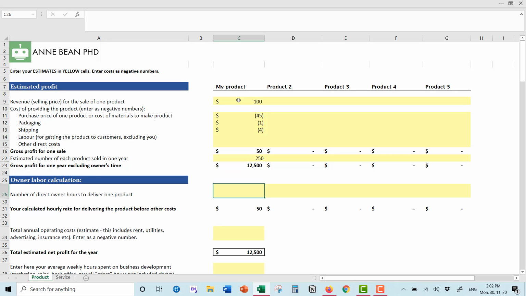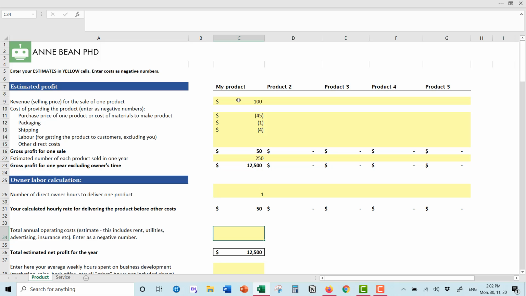Now we move down to the next yellow cell, the number of direct owner hours to deliver one product. This is always going to be a guesstimate. If you're selling a lot of products, you're doing multiple things at once. That's fine. Just estimate how much direct time it takes you to sell one product. And I'm going to assume 1 hour.